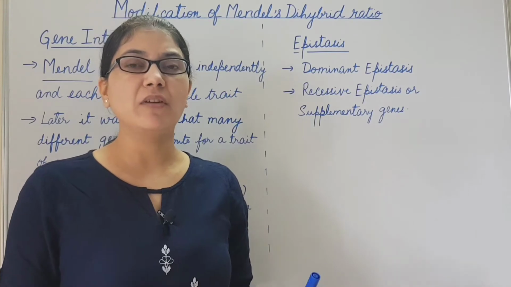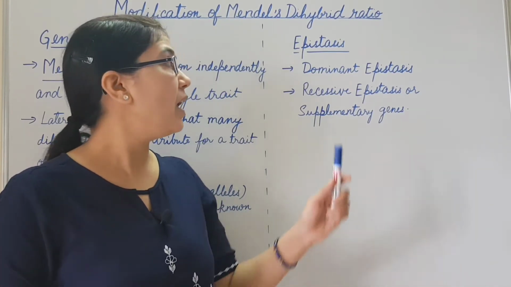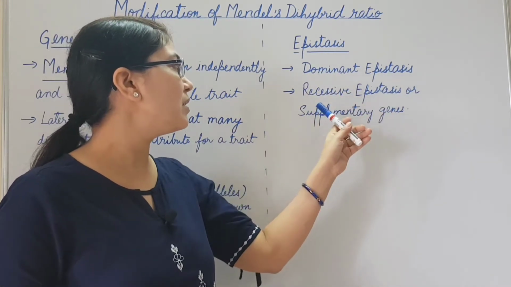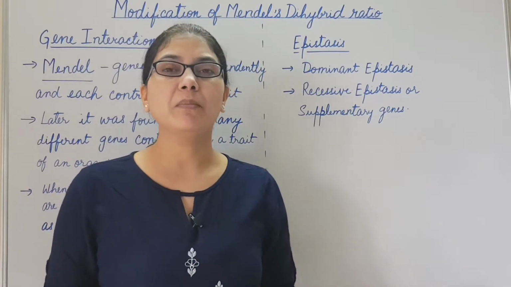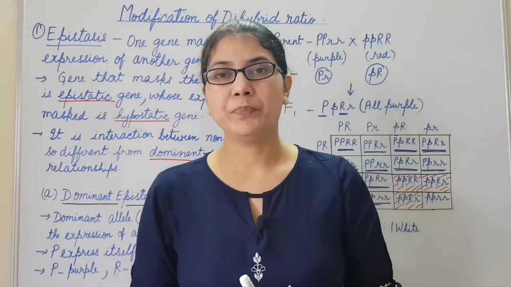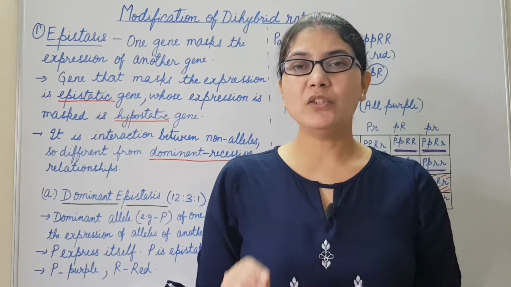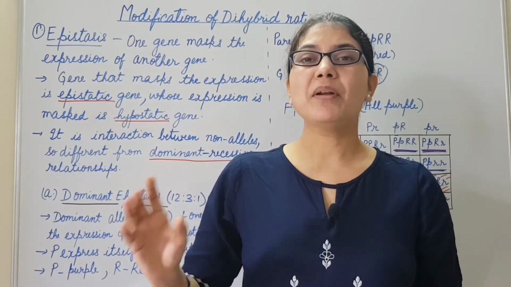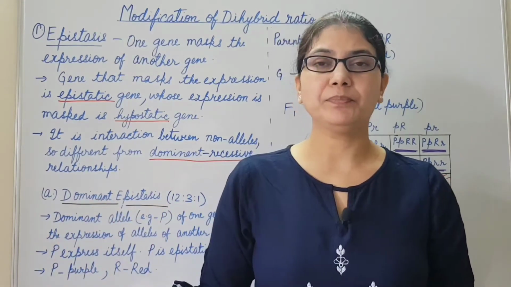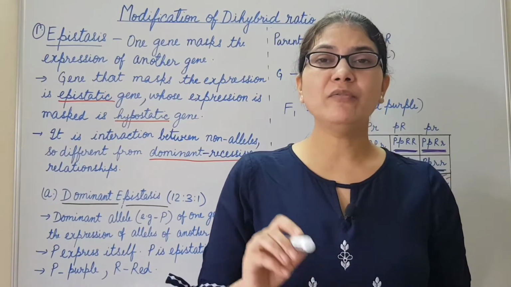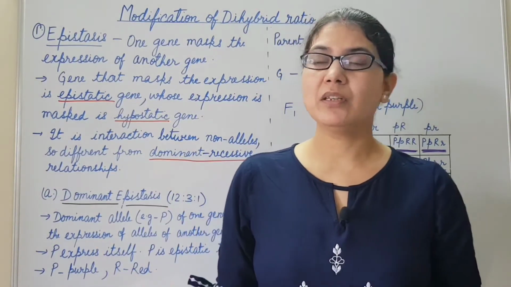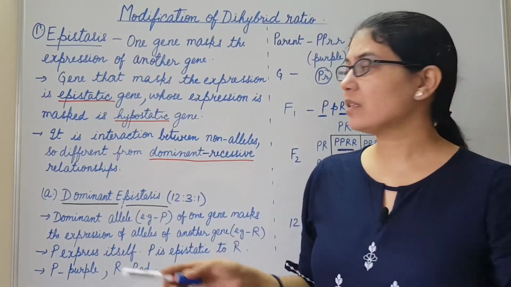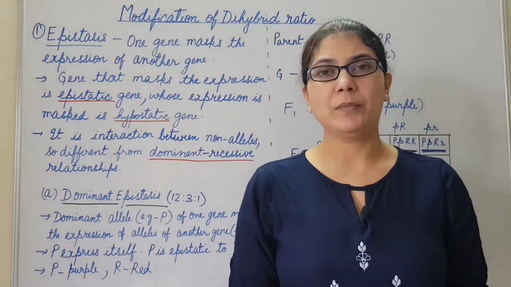One such gene interaction is seen in epistasis. In this video, we will discuss two types of epistasis: dominant epistasis and recessive epistasis, or supplementary gene epistasis. In this, one gene masks the expression of the other gene present on a different locus. The gene which masks the expression of the other gene is known as the epistatic gene, and the gene whose expression is masked is known as the hypostatic gene.